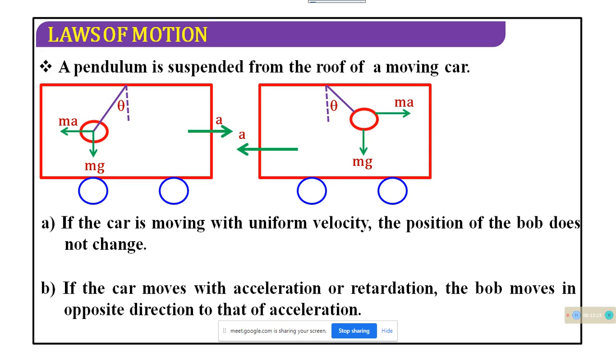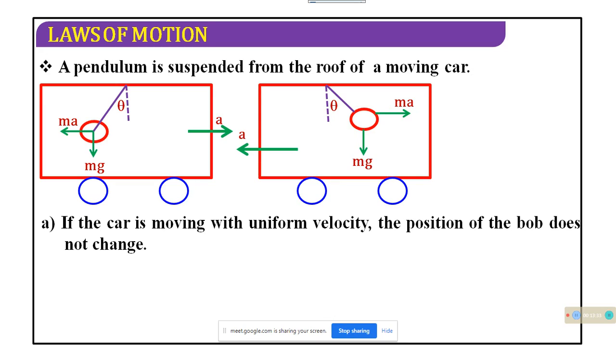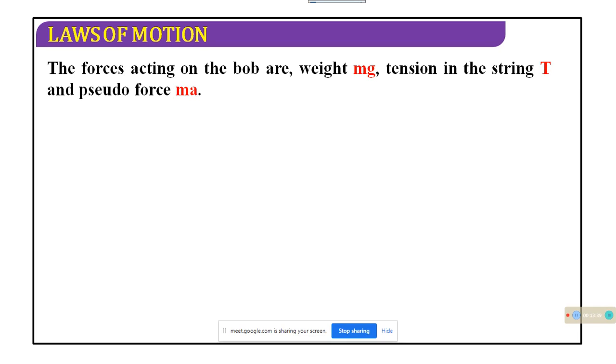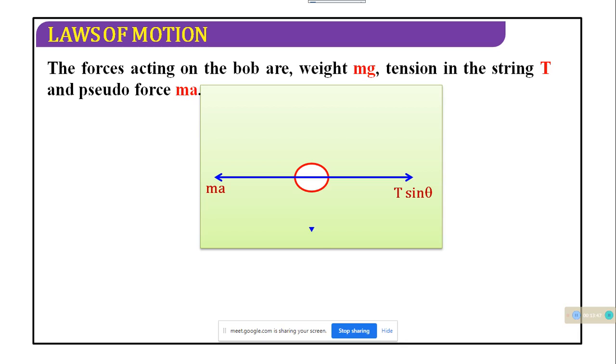If the car is moving with uniform velocity, the position of the bob does not change. If the car moves with acceleration or retardation, the bob moves in the direction opposite to the acceleration. The forces acting on the bob are the weight mg, the tension in the string T, and the pseudo force.